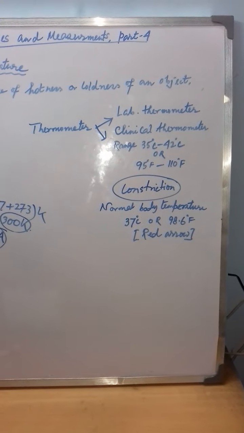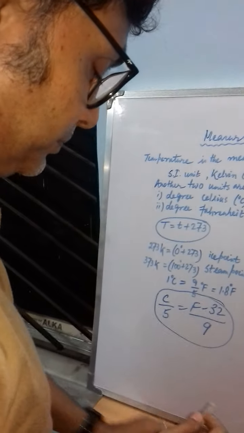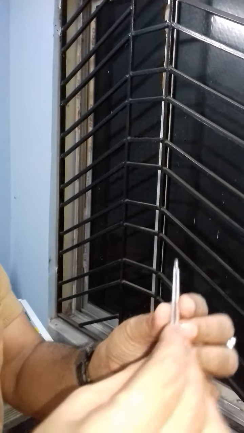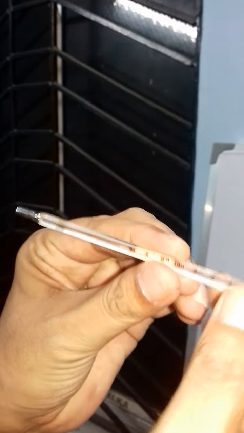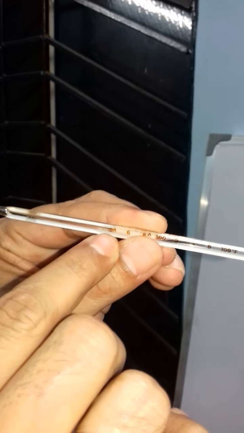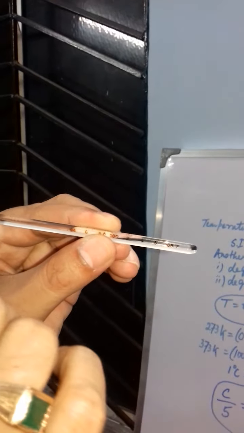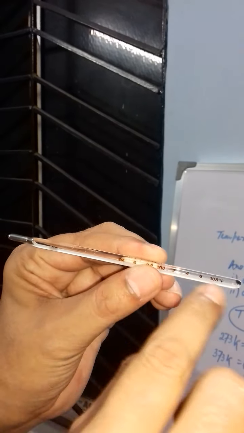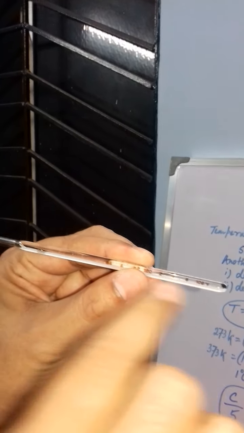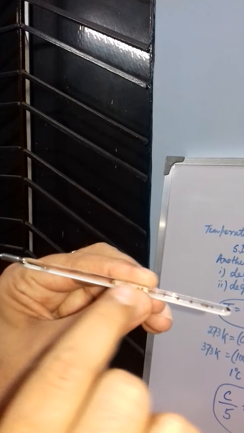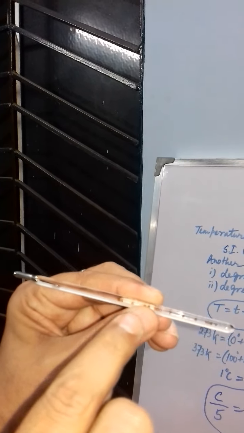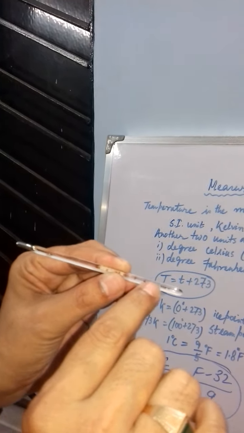You will better know that this is the clinical thermometer. You see, this is the clinical thermometer. Here it is the clinical thermometer. You see here it is 94, the lower range, and the higher range is 108 degrees Fahrenheit. And you see this thread inside, and this thread is mercury. Mercury is used as the thermometric liquid. Mercury is a liquid metal.